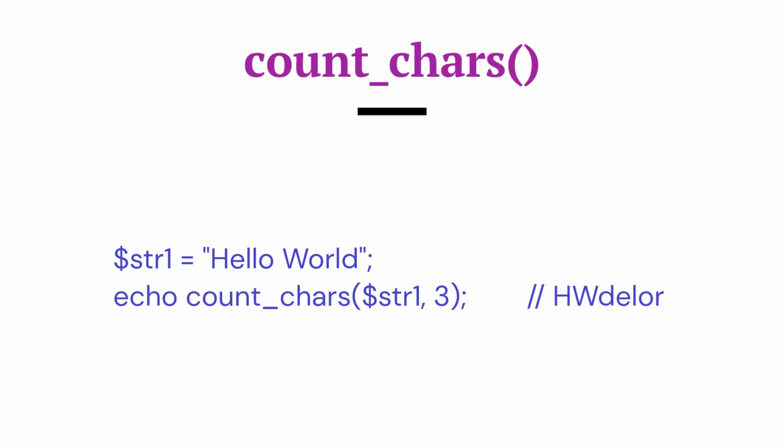The count_chars function returns information about characters used in a string. Here is an example. The output will be the unique characters used in the string $str1, which is the string H, W, D, E, L, O, R. The second parameter is called the mode, and we have used 3, which returns the unique characters as a string. There are other modes available, please follow the manual.